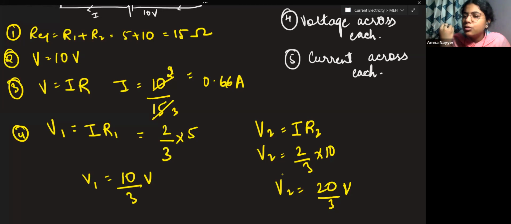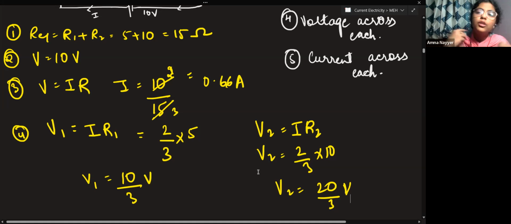Current across each is very simple. Can anyone answer the fifth part directly without solving? Current across each. Anyone? Nobody? Yes. Right, Fahad. Only Fahad?